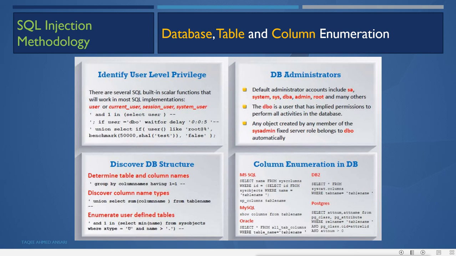Very simple. In Microsoft SQL it is like select name from this and that. And in PostgreSQL we have the query like this. And Oracle will run the query like this: select star from all table columns where table name is equal to this.